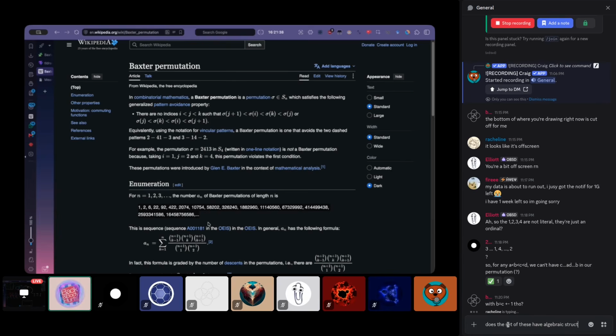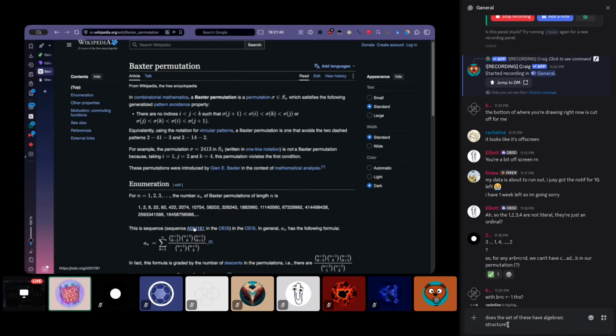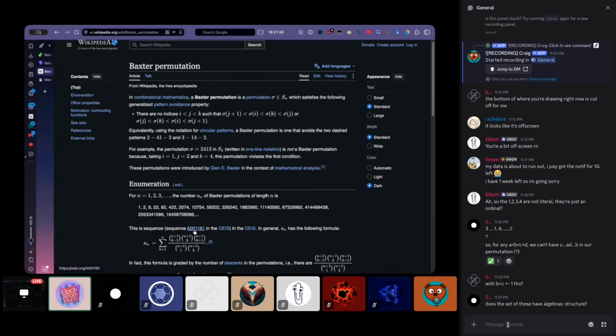But this was a sequence A001181 in the OEIS. Yes, this does have a lot of algebraic structure. This has so much algebraic structure. It's honestly like I'm rabbit holing into this for the last 2 weeks, and I'm kind of going insane over the amount of structure this has, and there's so much to do and see in this particular class of permutations.